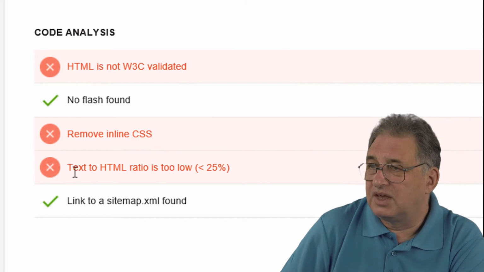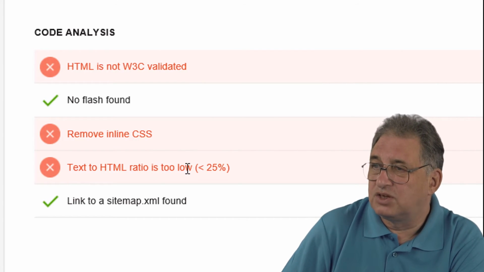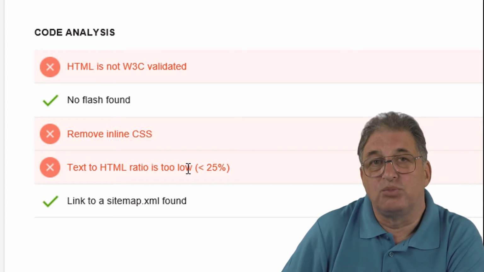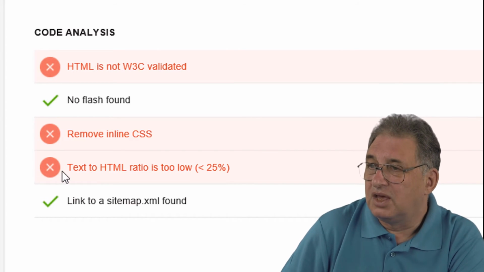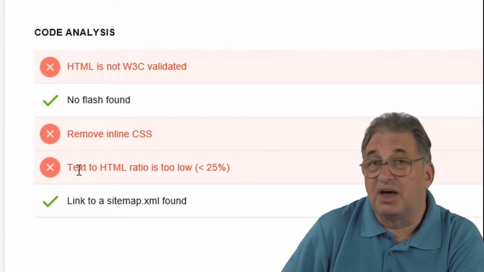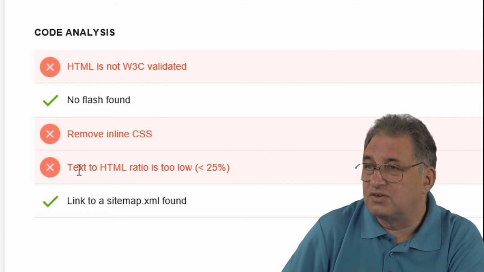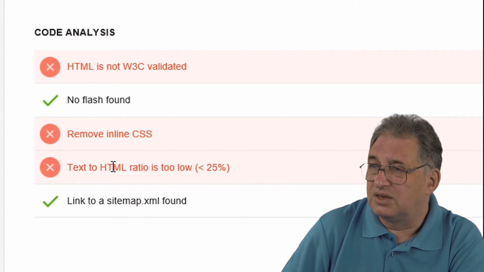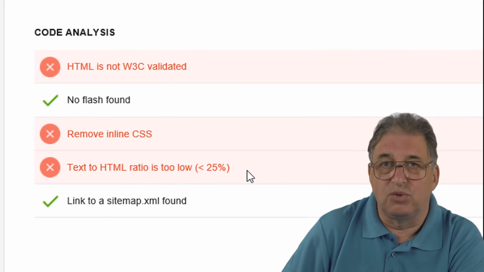Down here it's basically saying your text to HTML ratio is too low, or in plain English, it's saying put more words on the page, because there's the text that you see on the page, and then there's the HTML behind the page that does all the coding and the formatting and all the rest of it. And it's really saying that I need more text.